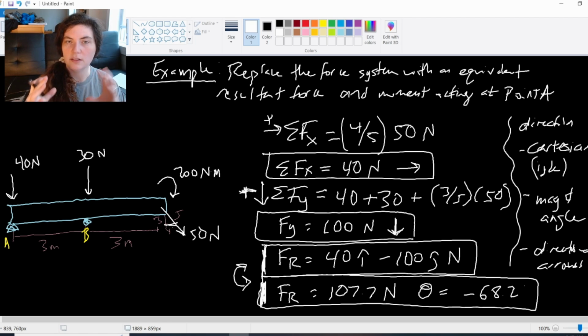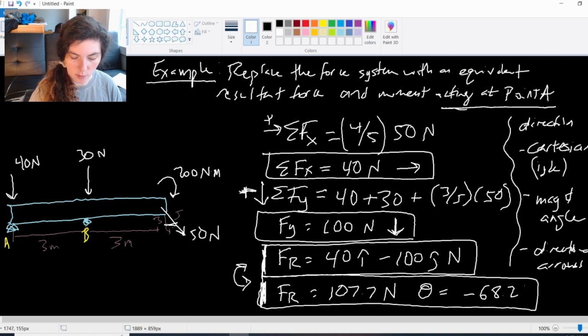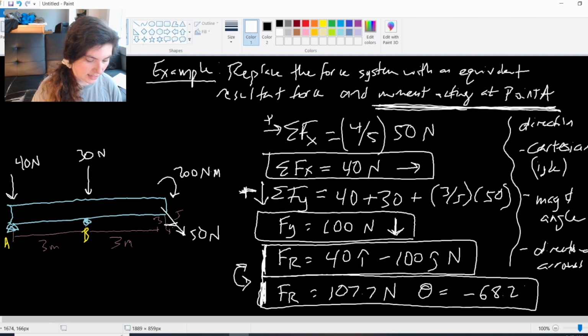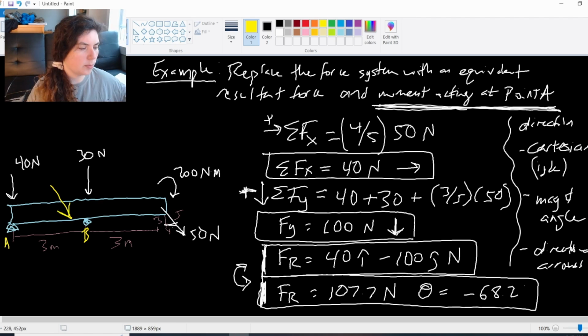We'll talk in a little bit about where that equivalent resultant force is, because it does hit a specific point on the beam, right? It's not acting at point A. We're looking for the moment acting at point A. The equivalent resultant force does act at a specific point on the beam, right? So, maybe somewhere like here. And in a couple of problems, we'll talk about how we find that. But first, let's find our moment acting at point A.